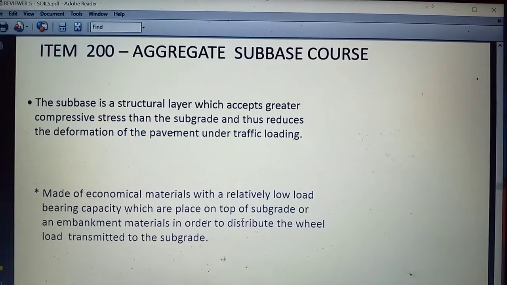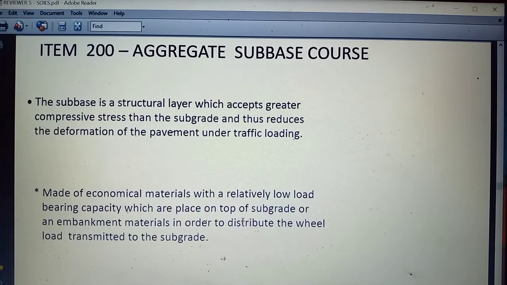Ano ba yung subbase material natin? Maybe hindi ako naka-prepare ng picture nito. Nakikita nyo naman sa daan yung aggregate subbase course, usually yun yung first layer ng gravel, ng mixture ng fine aggregates at coarse aggregates in a manner na applicable sa road construction. Pasensya na, umuulan. Lakasan ko na yung boses ko.